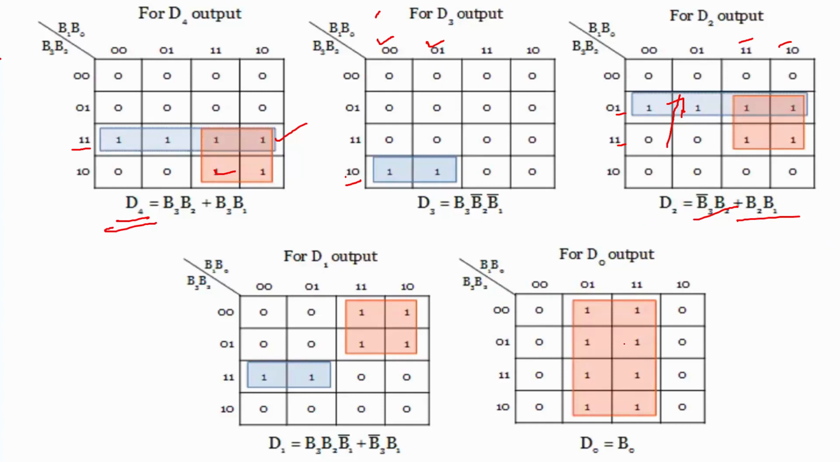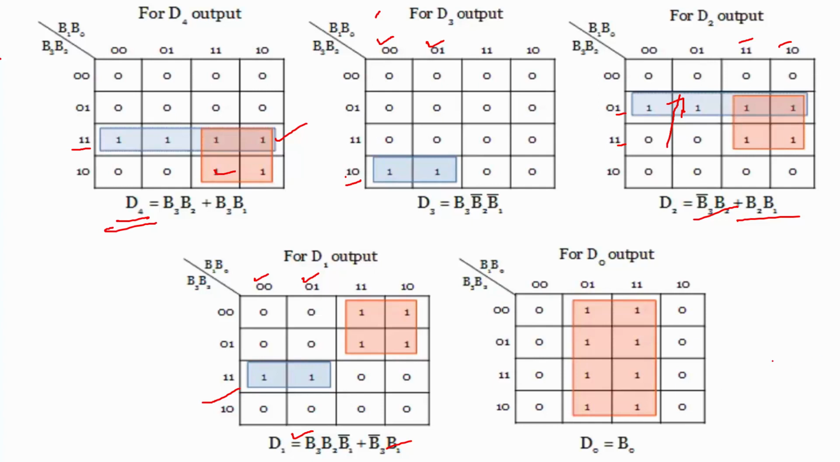Okay, and again for D1, simplification using this K-map: for this blue group, B3, B2 is common, and column wise B1 is common with value 0. So B3 B2 B1 complement. This one. And for this red group, B3 is common with value 0, B1 is common with value 1. So B3 complement B1. These two.